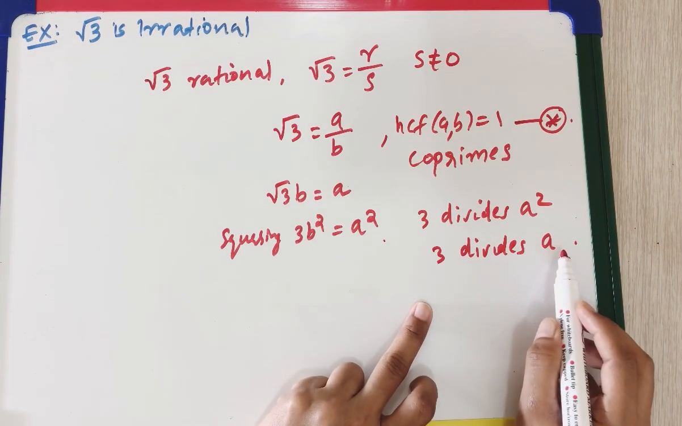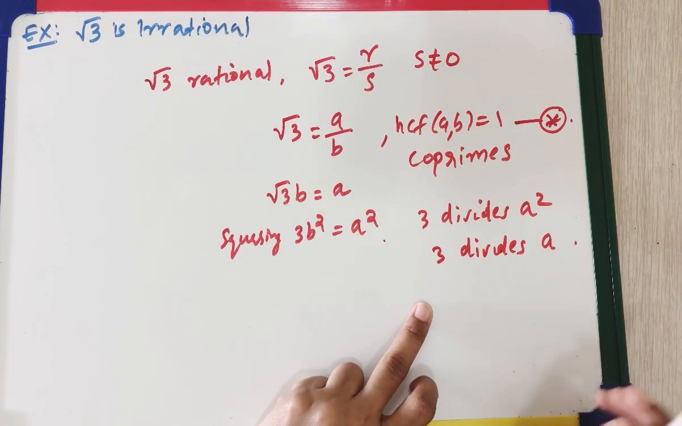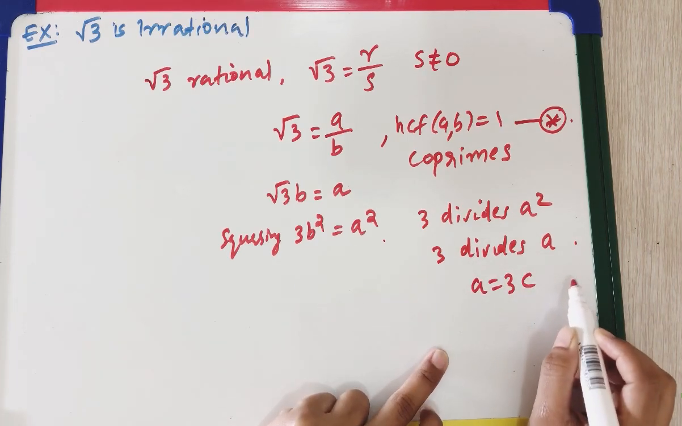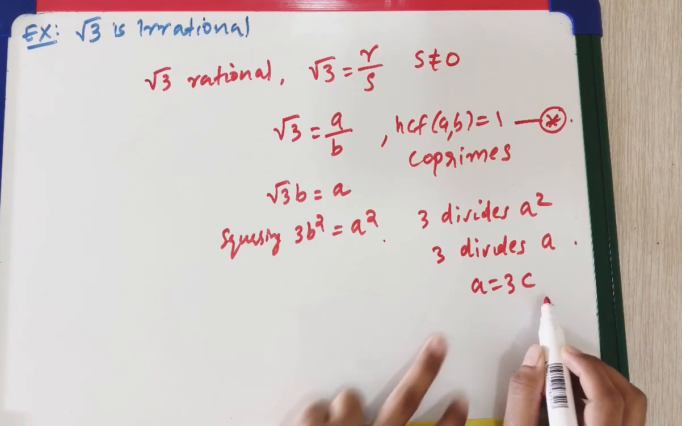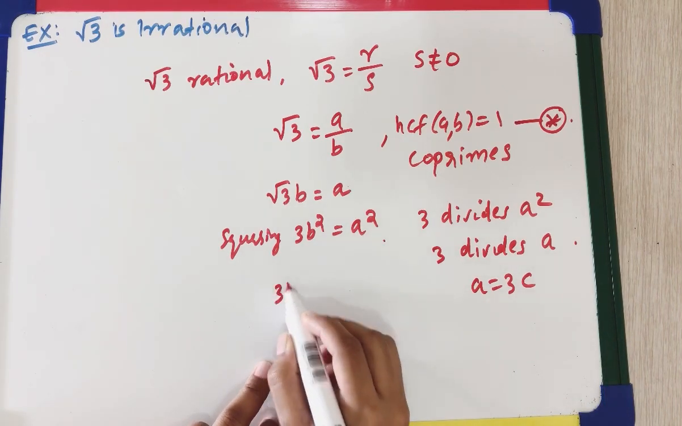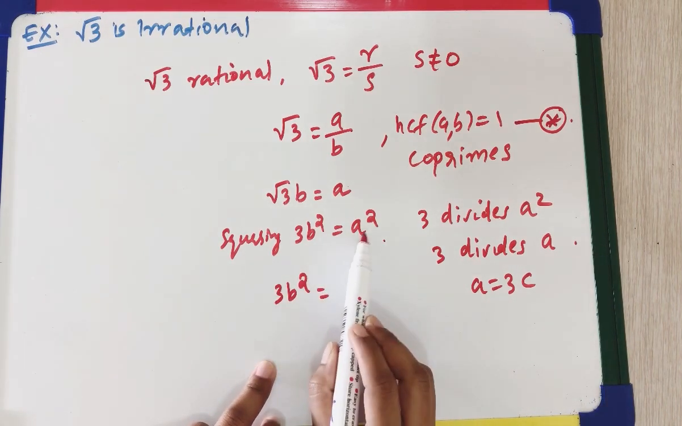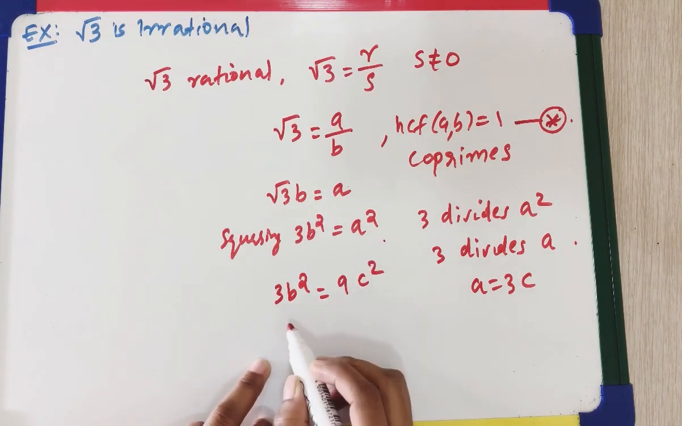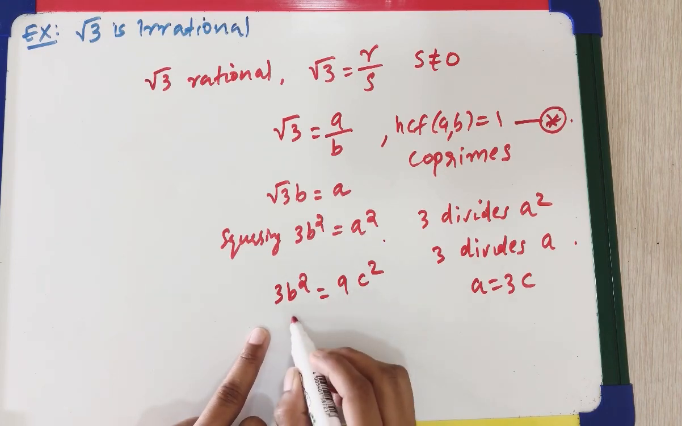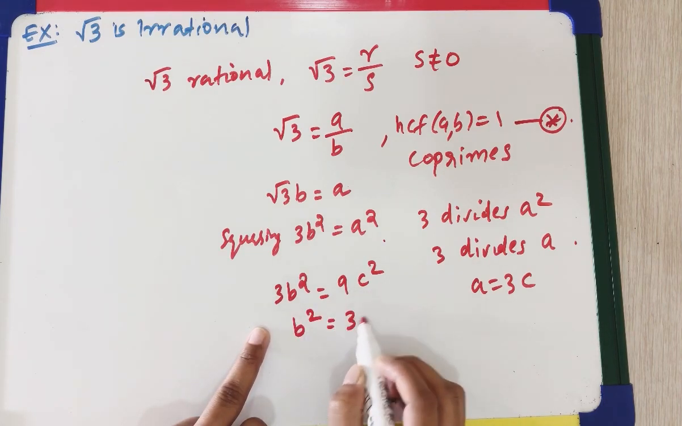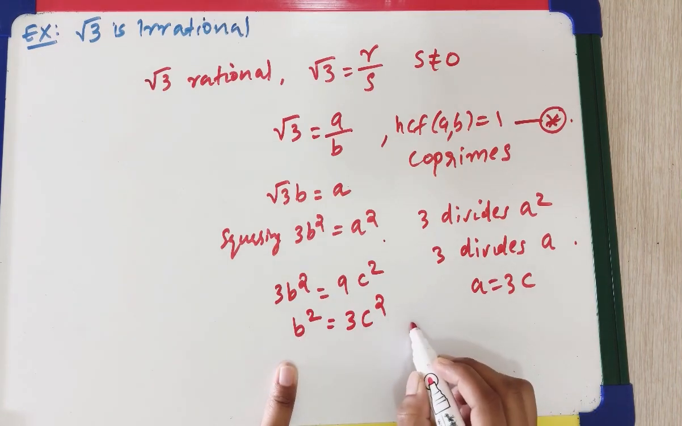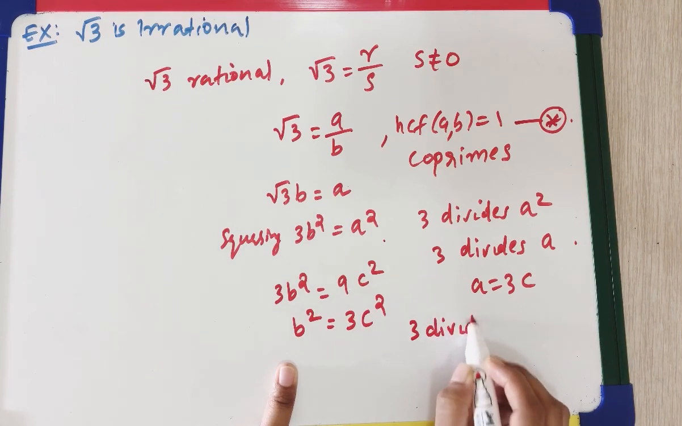3 divides a means a can be expressed as 3 into some number. Therefore, a equal to 3 into c for some integer c. Now substitute this a into this equation. Implies 3b square is equal to 3c the whole square, which is equal to 9c square. Here 3 is common, so b square is equal to 3c square. b square is equal to 3c square means that 3 divides b square.